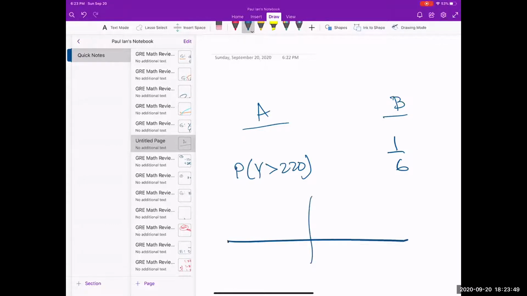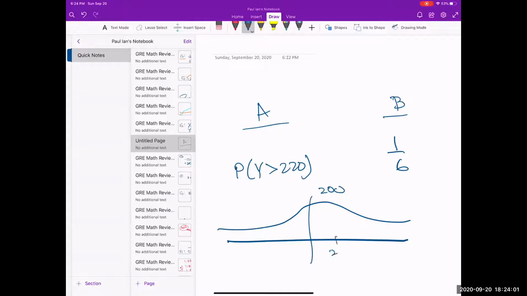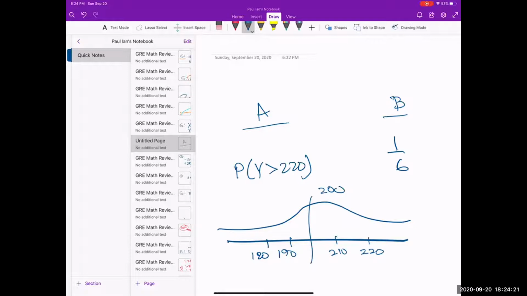Let me just see this one. It says here that the mean is right there in the middle, and you have a bell-shaped curve, and the standard deviation is like 10, right? So 210, 220, that's 2 standard deviations, and the other one is like 190, 180. The probability that y is greater than 220 is pretty low, but I don't know how to calculate that.